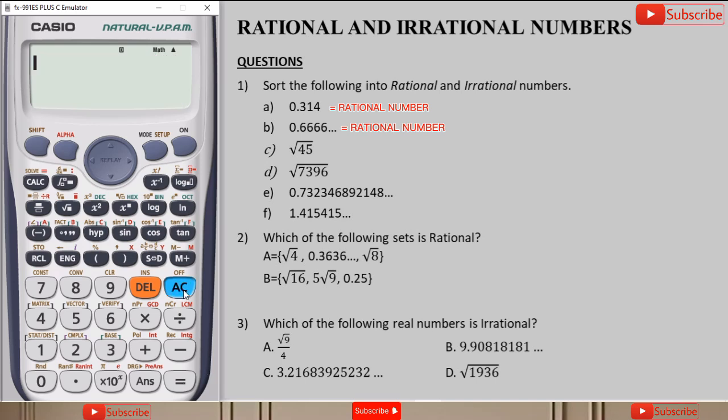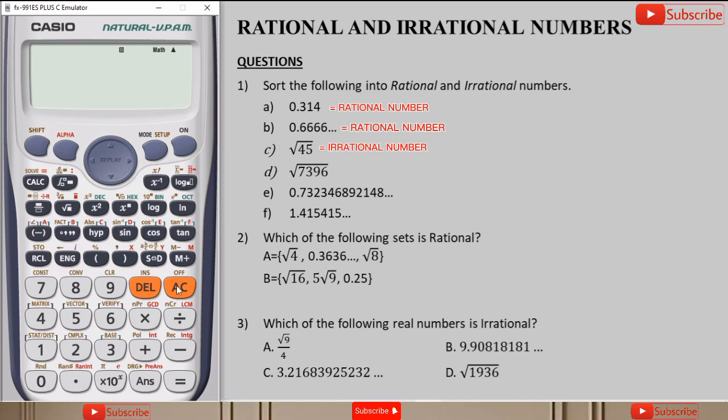Now, let's move on to C. For C, we have square root of 45. So I input square root of 45 into the calculator. Square root of 45. And afterwards, I tap on equal to. So the calculator gives the result as 3 root 5. And because the result did not appear on the calculator as a fraction, then we conclude that square root of 45 is an irrational number.